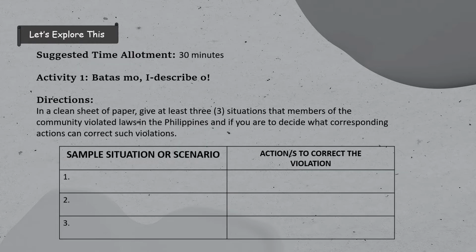Activity 1, entitled Batas Mo, I-describe Mo. Directions: On a clean sheet of paper, give at least 3 situations in which members of the community violated laws in the Philippines, and, if you are to decide, what corresponding actions can correct such violations. In the left column, put the sample situation or scenario, and in the right column, put the actions to correct the violation.